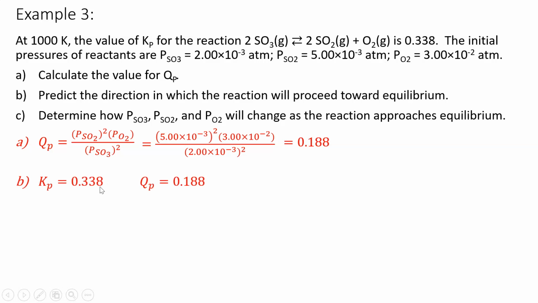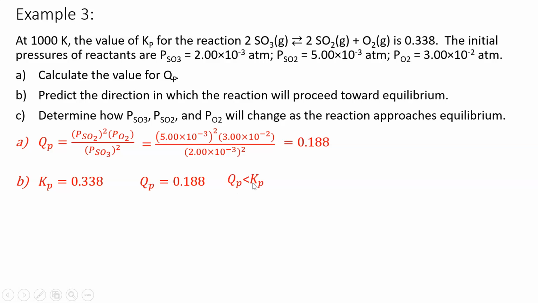K is 0.388, Q is 0.188. Now you have to make sure it's the same Q and K. If we're comparing to KP, it has to be QP. It can't be QC. We compare those two numbers and find that Q is less than K.